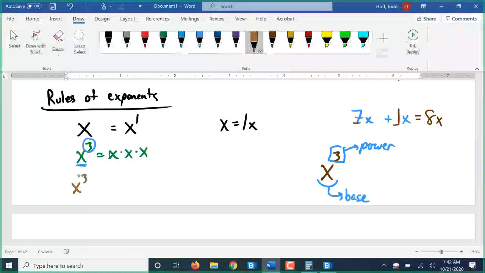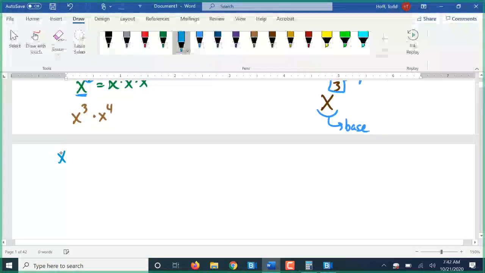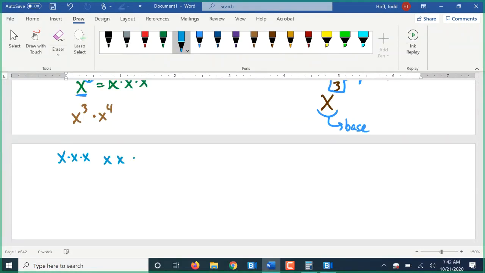So if we have x to the third times x to the fourth, x to the third means 3 x's multiplied together. X to the fourth means 4 x's multiplied together. If I multiply that all together, I now have 7 x's multiplied together. That is x to the seventh. Well, some of you have probably seen a shortcut before. It looks something like this. X to the power of a times x to the power of b just becomes x to the power of a plus b.